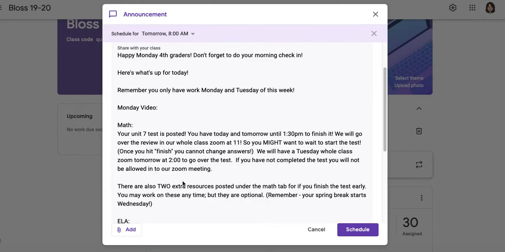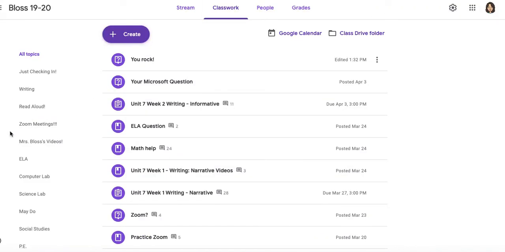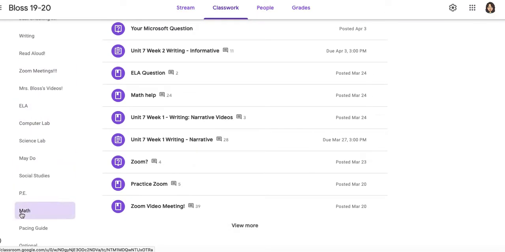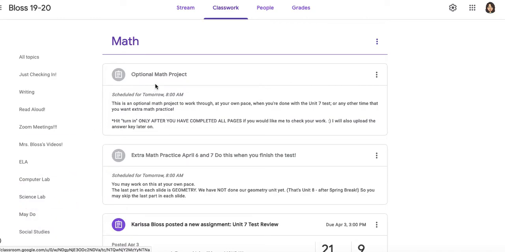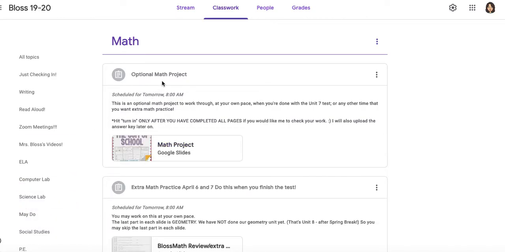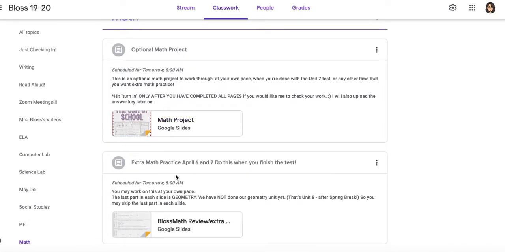There are also 2 extra resources posted under the math tab if you finish the test early. So let's go look at those. So when I go to math, right here, optional math project, and then extra math practice, April 6th and 7th. Both of these you can work on anytime at your own pace. They're just if you finish the test or anytime that you want extra math practice.